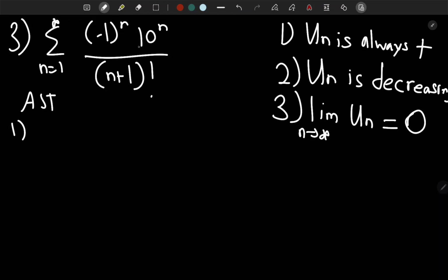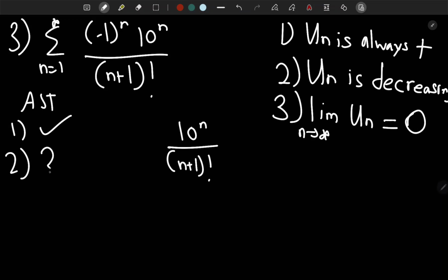So here if you try any number from 1 to infinity for n, is this ever going to give you a negative answer? No, right? Because the numerator is always positive, the denominator is also always positive. So the first condition is a tick. Now the second condition is, is u of n decreasing? For that we can try huge numbers, like substituting 100 and then 1000 and compare it, but I'm just going to skip it for now and move on to the third condition, which is the limit.